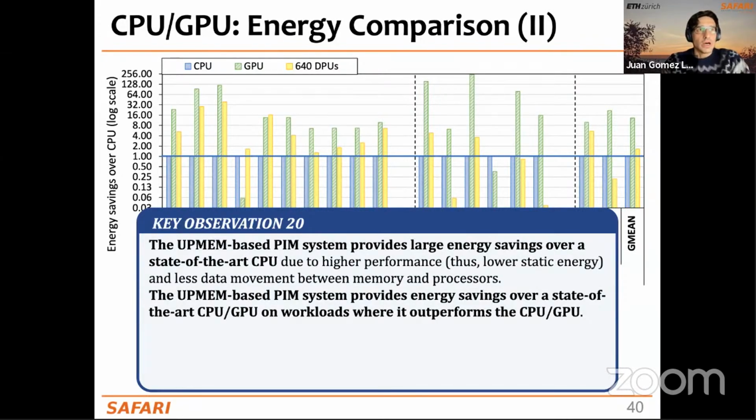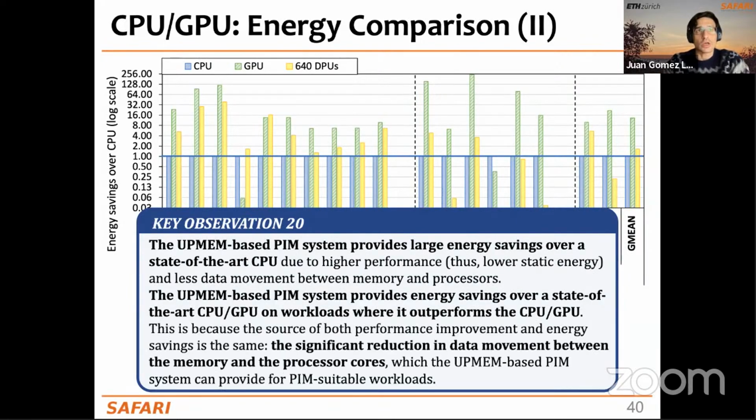We also observed that the UPMEM-based PIM system provides energy savings over state-of-the-art CPU and GPU for those workloads where it outperforms the CPU and the GPU. So this is what we observed when we compare the energy savings with the performance improvement, and we correlate them. We essentially see, because of the reason that we discussed before, that the energy savings are related to the savings in execution time or the speedup. And the reason for that is, as I said, that the main reason for this performance improvement and energy savings is the significant reduction in the data movement.